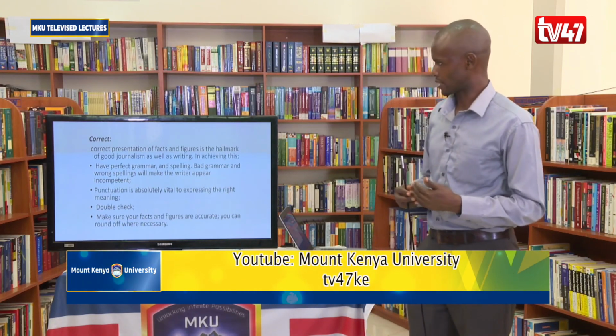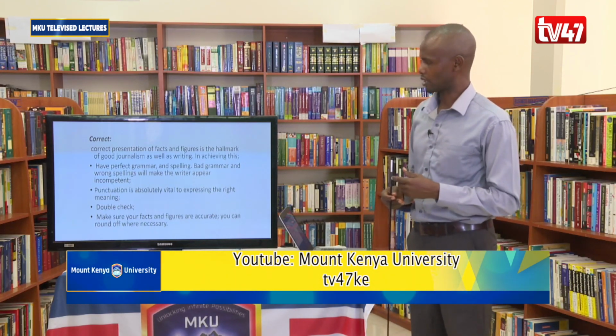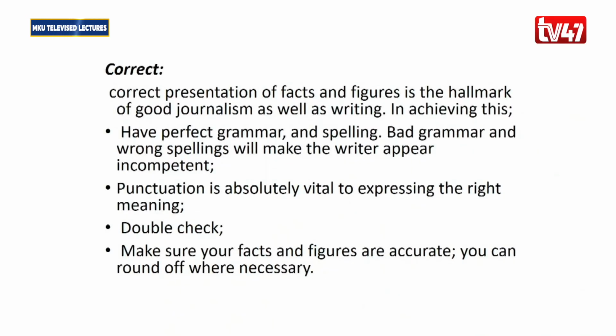Next, you have to ensure that whatever you are giving to the audience is correct, okay? So this means that your information is factual and accurate. Just have a look at this: a correct presentation of facts and figures is the hallmark of good journalism, as well as good writing. In achieving this, one, have perfect grammar and spelling. Bad grammar and wrong spellings will make the writer appear incompetent. So you'll have to check for all those grammatical mistakes within your copy before it goes to be announced.